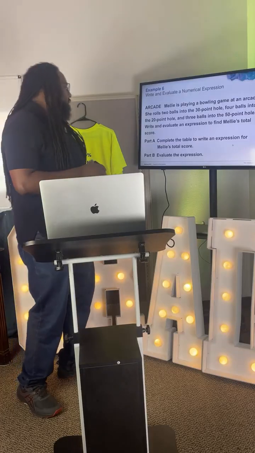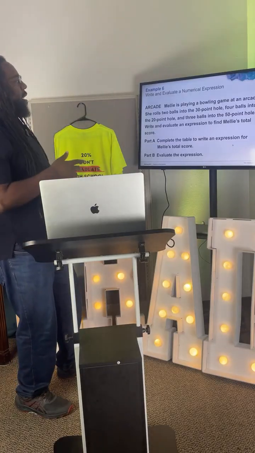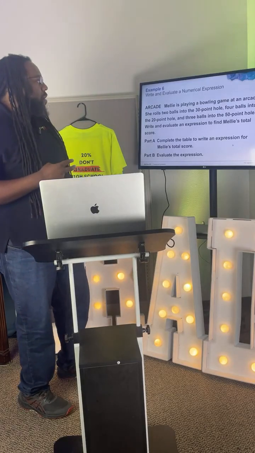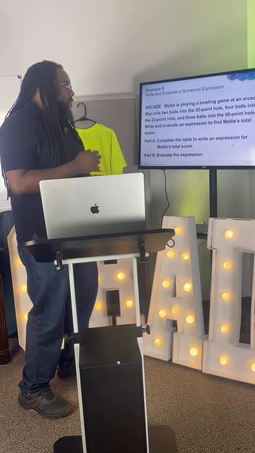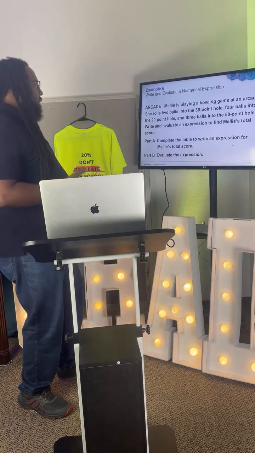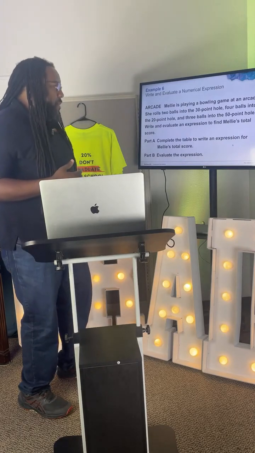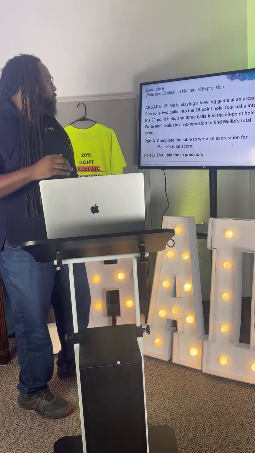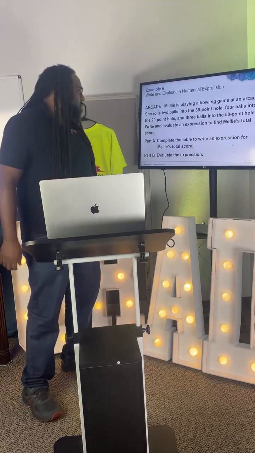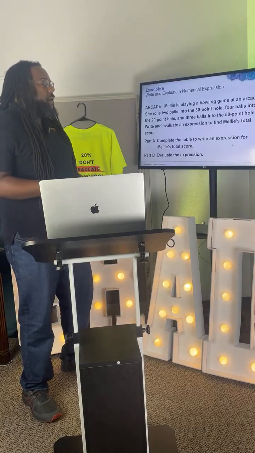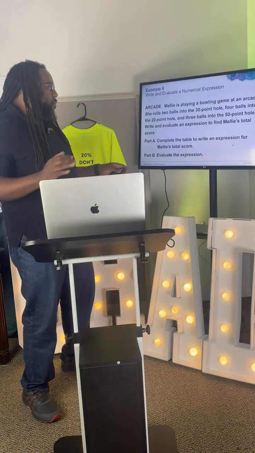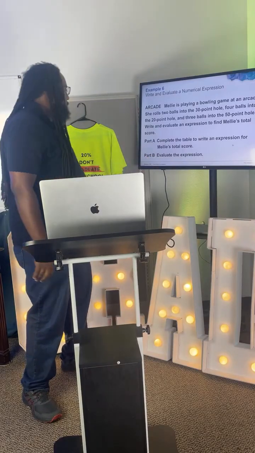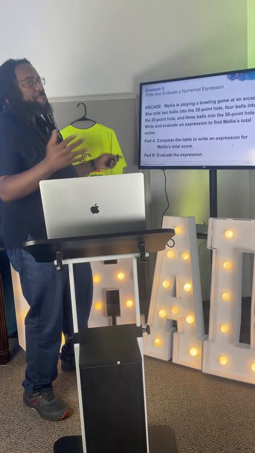All right, let's look at this arcade. Melly is playing a bowling game at an arcade. She rolls 2 balls into the 30-point hole, 4 balls into the 20-point hole, and 3 balls into the 50-point hole. Write and evaluate an expression to find Melly's total score. All right, so we're going to write a whole complete table to write the expression of Melly's score, and then we're going to evaluate it. So first, let's put it all together first.